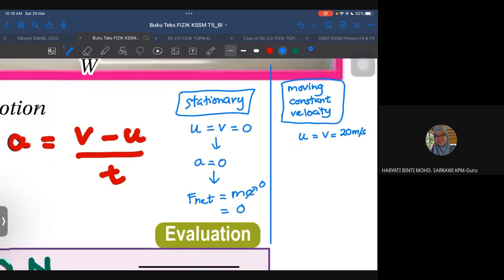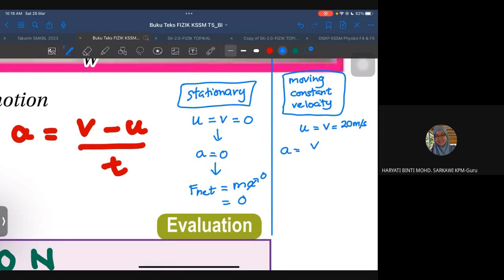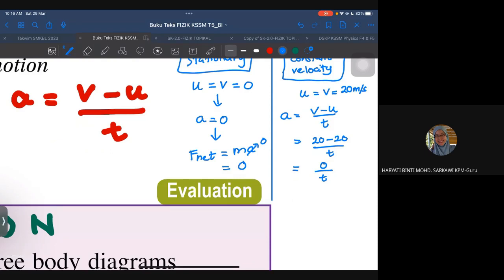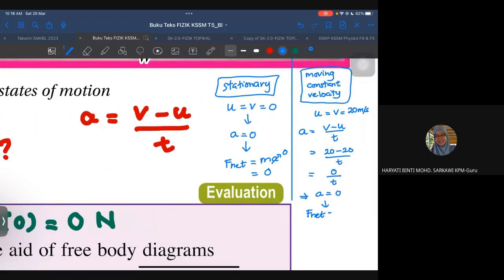So when you want to use the formula to determine acceleration, A equals V minus U over T. V is 20, U also 20. Do you see that? It becomes 0 divided by T. So again, A is 0 here. As a conclusion, A will be equal to 0. So it means that F net for the constant velocity case is still equal to 0. Boleh faham?